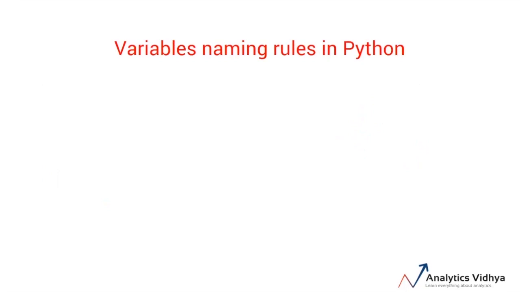Now that you know what variables are and how they work in Python, the next step is to see the rules which need to be followed while creating a variable. Let's see them one by one. First, Python is case sensitive. Therefore, A = 5 and a = 5, the first one being a capitalized one and the second one a smaller one, are different.